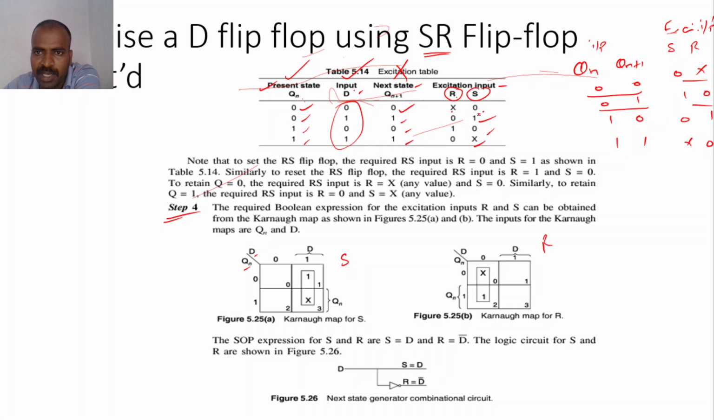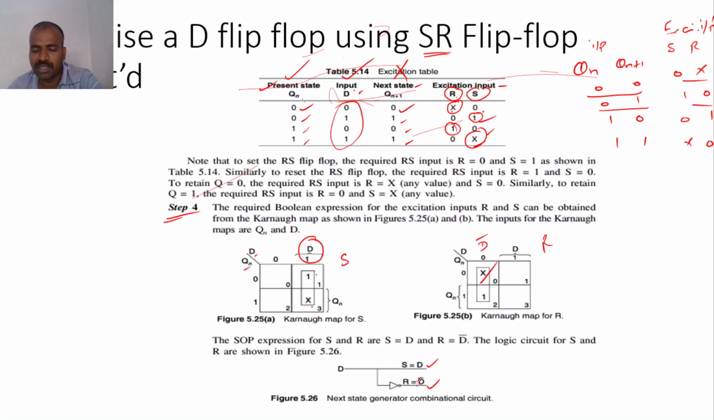S is having two places, the values 1 and don't care. So here two places are filled and one pair is formed. So for this pair the expression is D. And similarly for R also, one don't care, there are two places. So here two values are filled and the answer is D bar. Okay, so the S value is D and the R value is D bar.